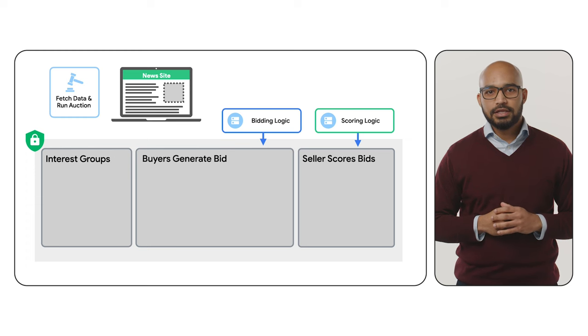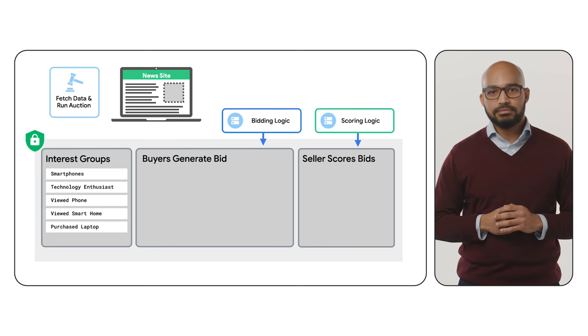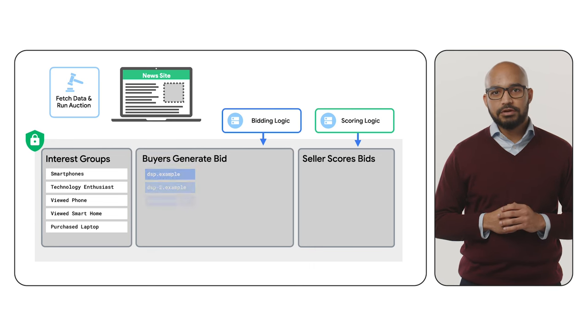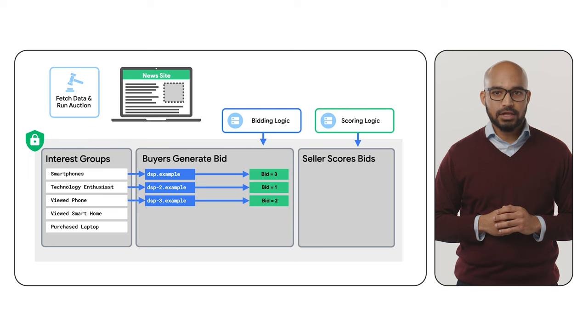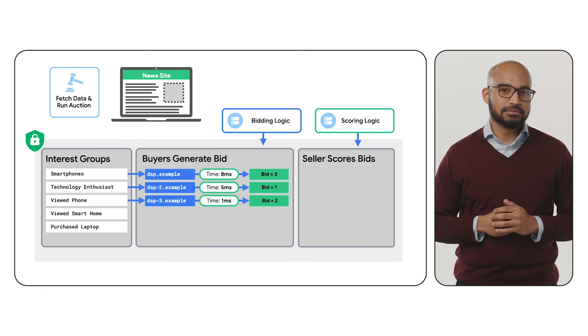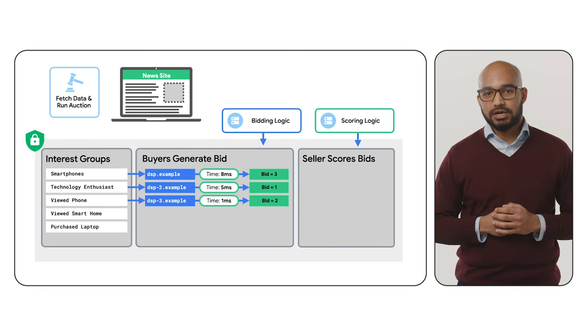And if you recall, there were a total of 5 interest groups on this browser. So let's go through their bidding. We saw the bid for the first one, the smartphones interest group, for 3. So let's say the other 2 bid 1 and 2 respectively. Additionally, when the seller configured the auction, they put a timeout constraint of 100 milliseconds for bids. So let's say these 3 bids took 8, 5, and 1 milliseconds respectively. Those are all under 100 milliseconds. So great, no problem there.